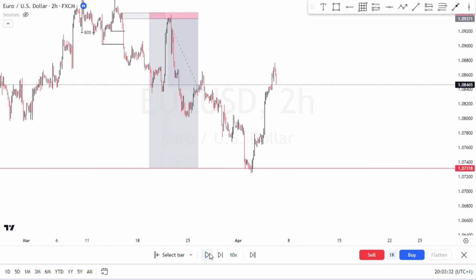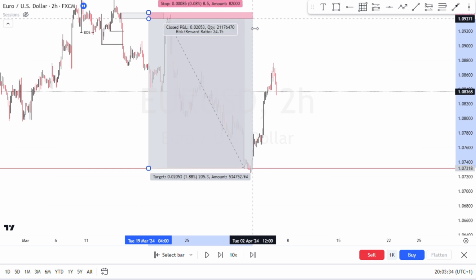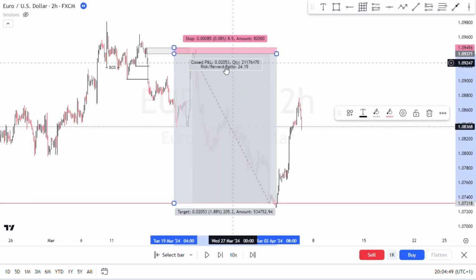Can you see? And then price changes direction immediately. So price gets our take profit. So this is 1:24. Just imagine you risk 1% of your account on this trade, and then you are making 24% in return in just one single move. You can see this 1:24.